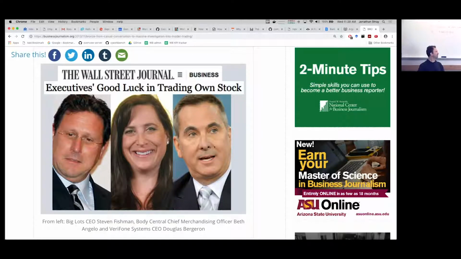Look at this headline: "Executives' good luck in trading own stock." Right? They didn't accuse them of any wrong. The only thing they said is they had very good luck. And the thing about this is that it may be true. Some of these people probably just traded randomly and got lucky. But not all of them. It's just too unlikely that they all got that lucky. The problem is we don't know which ones were lucky.